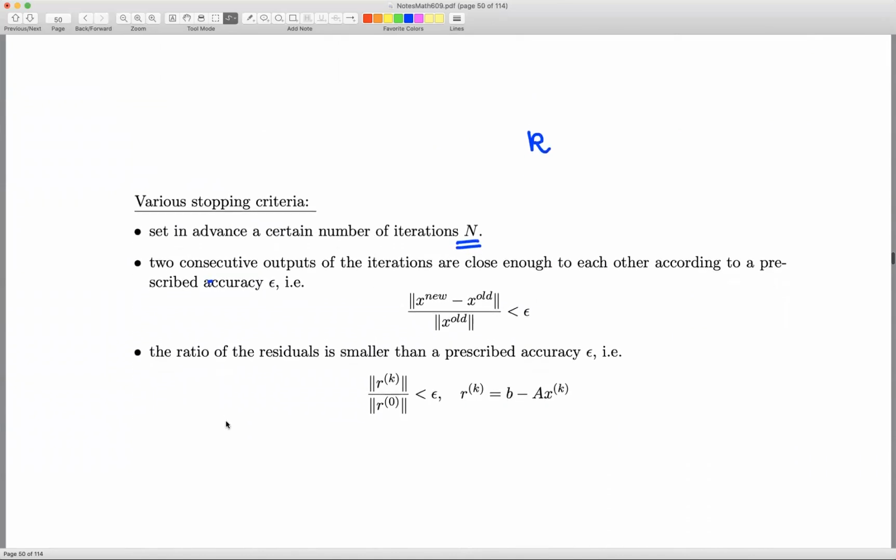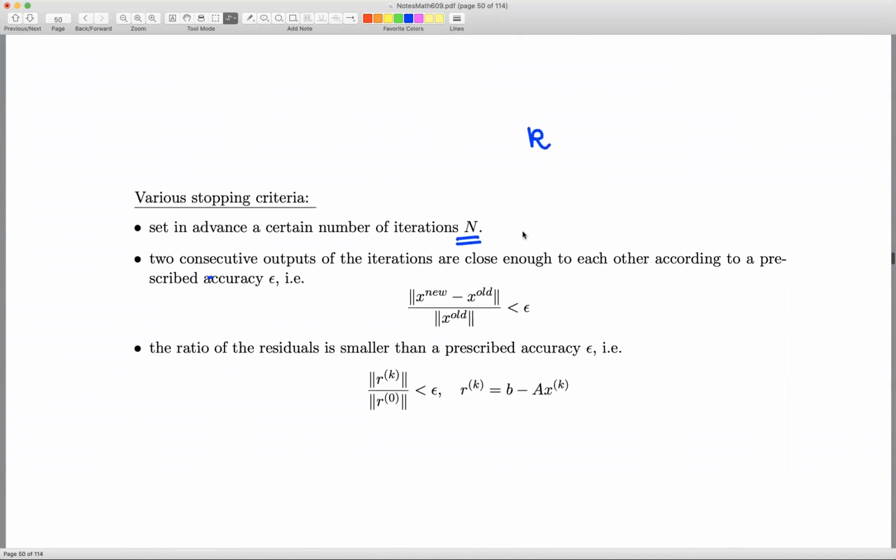Another way to stop computing your sequence of iterative approximations to the solution is when you want 2 consecutive outputs of the iterations to be close enough to each other according to a prescribed accuracy. For example, x new, which will be your x(k+1), minus the x old, which will be your xk, the norm of this divided by the norm of xk. You would like this to be less than a certain prescribed in advance accuracy.